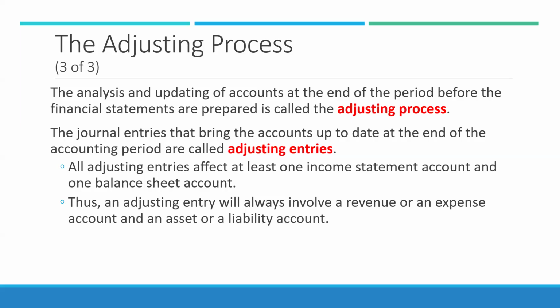All adjusting entries will affect at least one income statement account and one balance sheet account. So an adjusting entry will always involve a revenue or an expense, and an asset or liability. Know that, okay? Got it, guys?